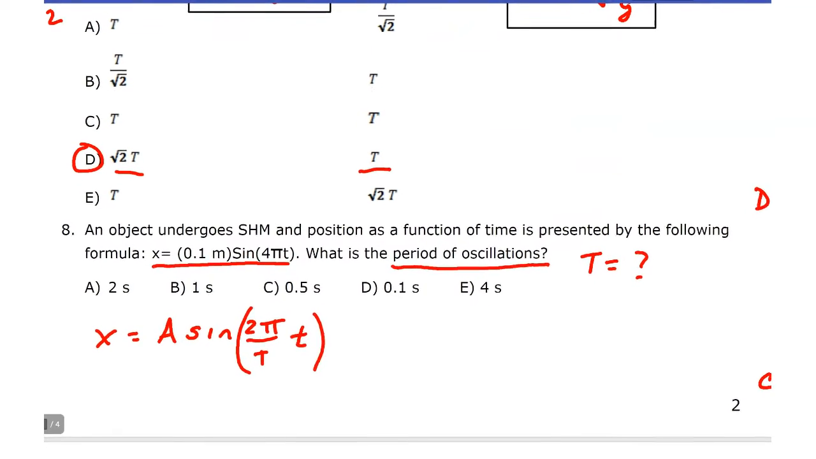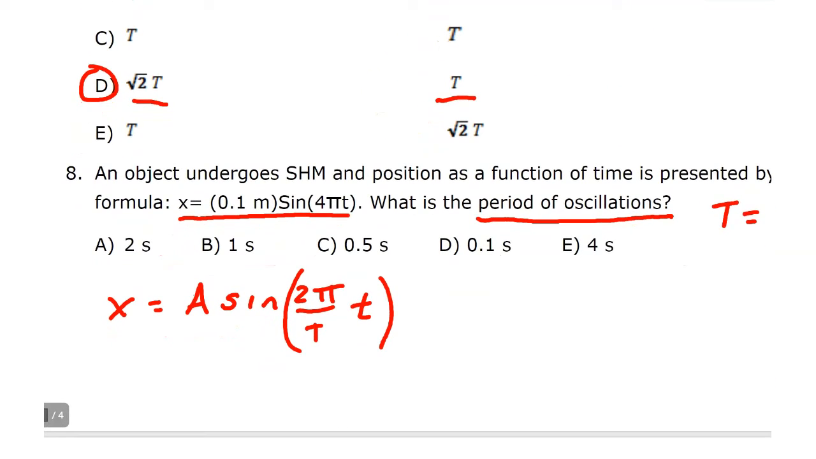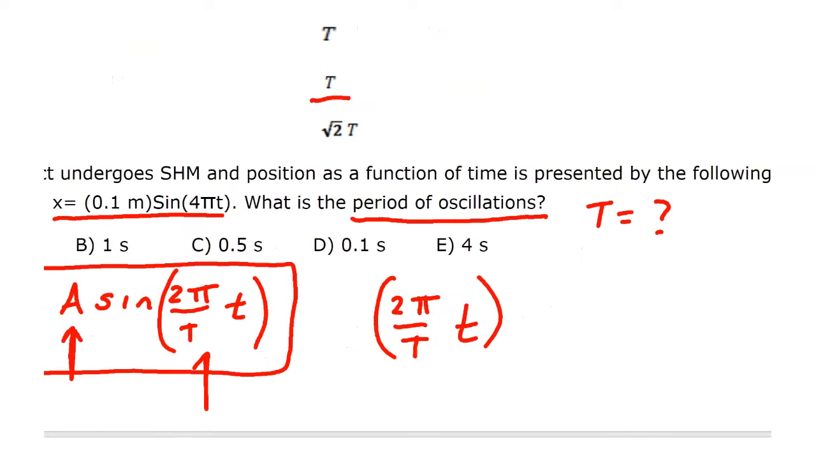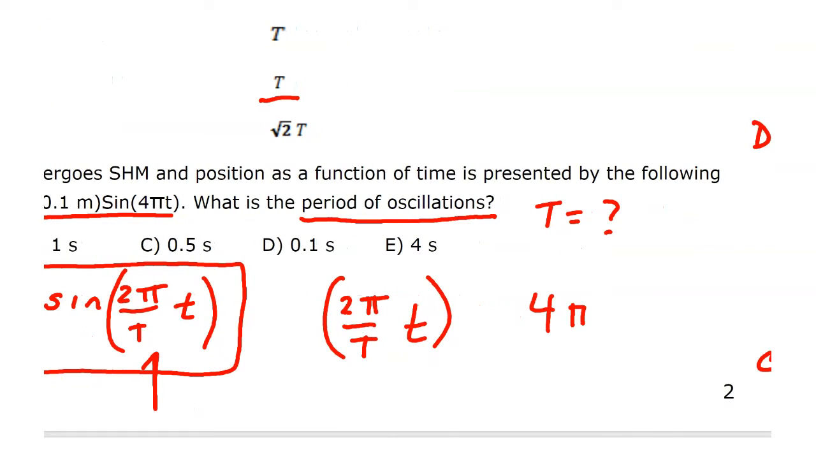An object undergoes simple harmonic motion. Its position is 0.1 times sine of 4 pi t. What is the period of the oscillation? This is the general formula for when your x position is given by sine, which means your x position starts out at 0 because sine starts out at 0. Here A is the amplitude, which is not what they're looking for, and T is the period. So 2 pi over T times t is the general formula that goes in the trig. So this is 4 pi times t.